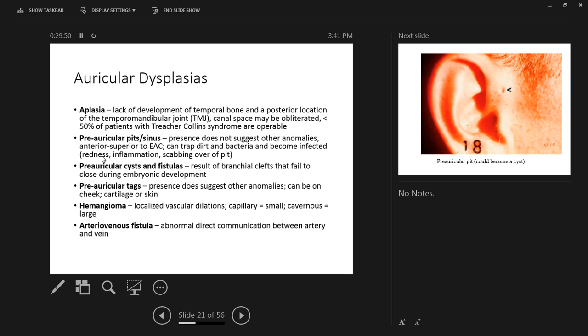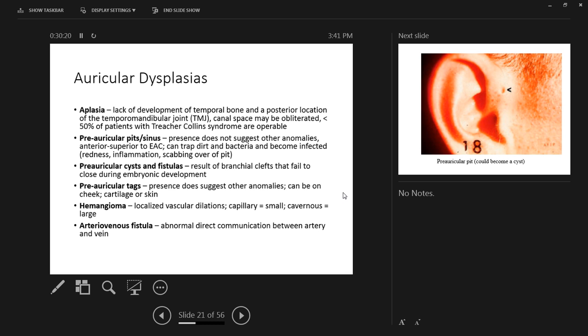Aplasia, that's where you have a lack of development of the temporal bone and the posterior location of the TMJ, the temporomandibular joint, where you can actually, if you put your fingers in front of your tragus and open and close, you can feel that joint. You can feel where that opens and closes. Well, when you have this lack of development there, you may just have absolutely no ear canal.